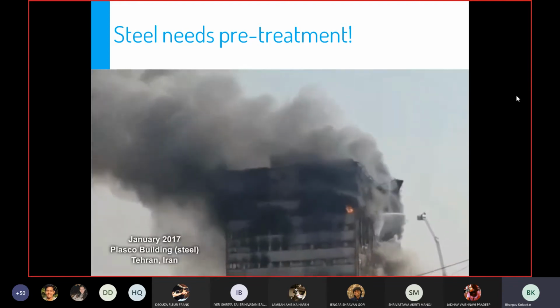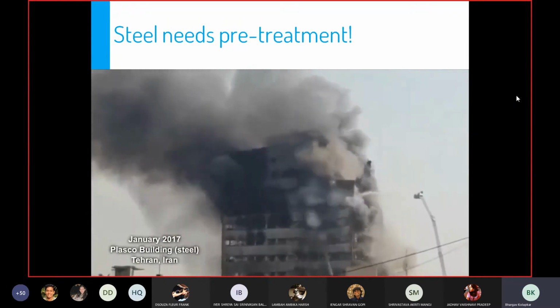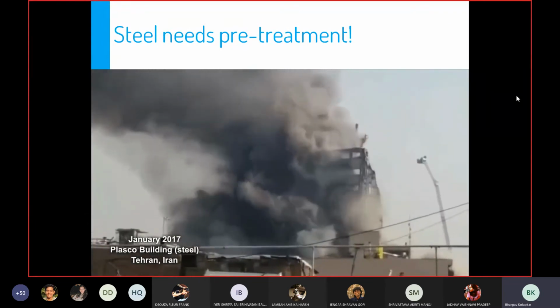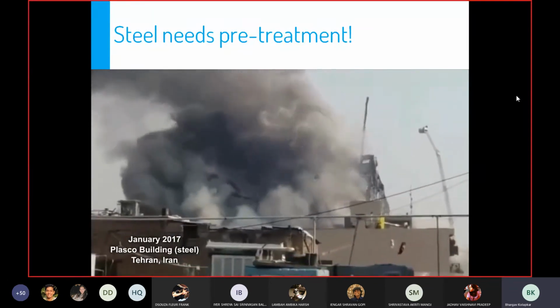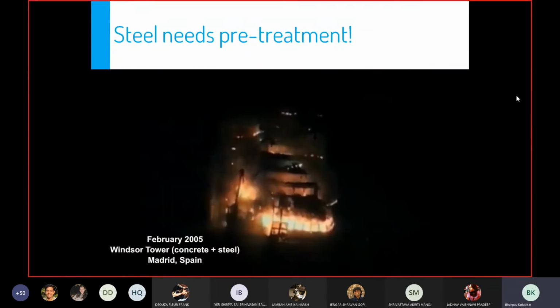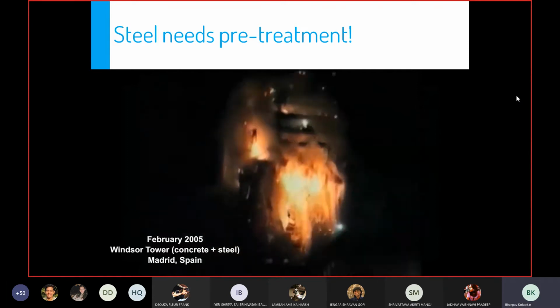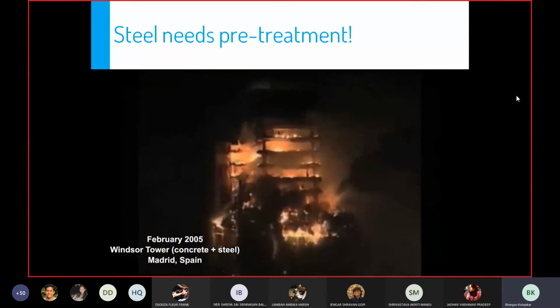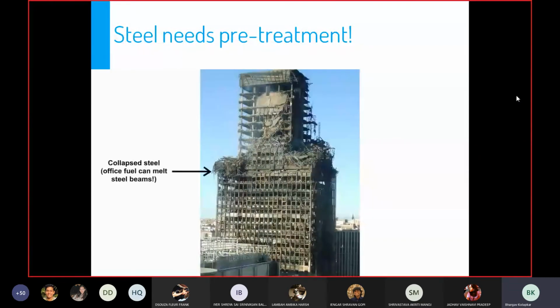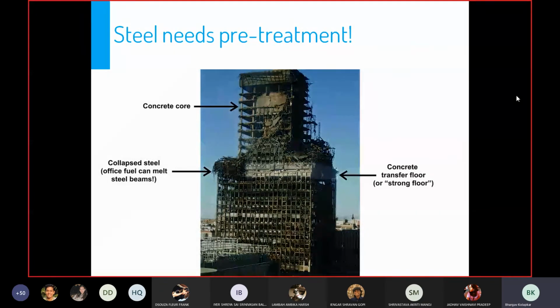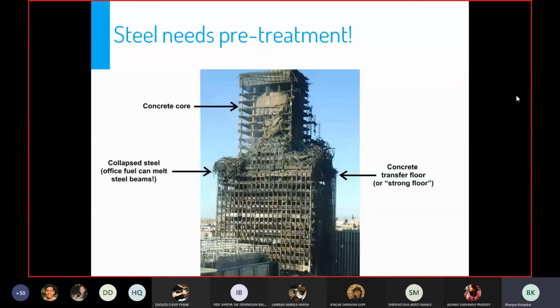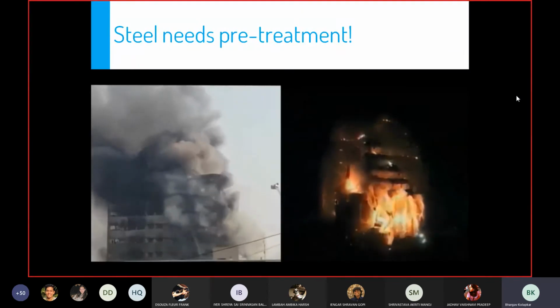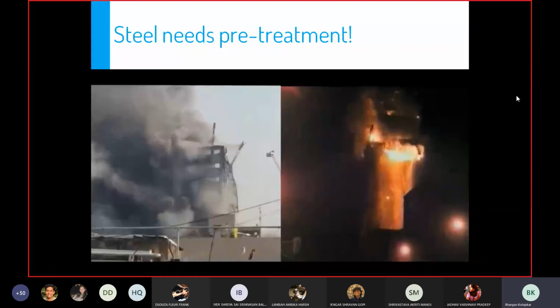However, in January 2017, a steel-framed high-rise in Tehran caught fire, and it, too, collapsed to the ground. And in 2005, Windsor Tower in Madrid, which was framed in both steel and concrete, caught on fire, and parts of it collapsed. Which parts? The upper steel portions. The building's concrete core and massive concrete sections called transfer floors survived. None of the 3 World Trade Center buildings had these concrete structures. The Tehran and Madrid fires prove that fire can destroy steel construction.